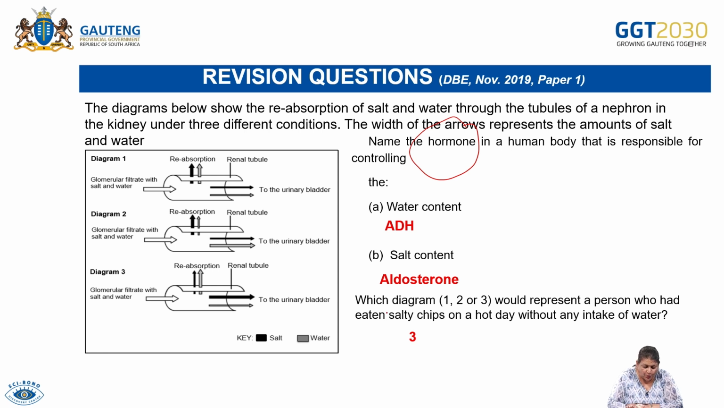The question is, which diagram, 1, 2, or 3, would represent a person who had eaten salty chips? Now, if you ate salty chips, you need to excrete more salt in the urine. This one is less salt. This one is less salt. This one is more salt, okay? That is aldosterone. Then, which diagram, 1, 2, or 3, would represent a person who had eaten salty chips on a hot day? 3, and he's also having no intake of water.